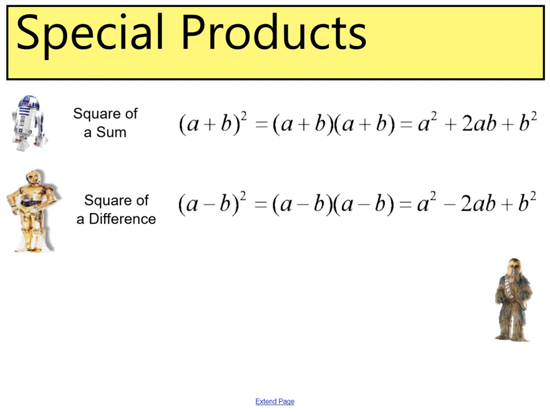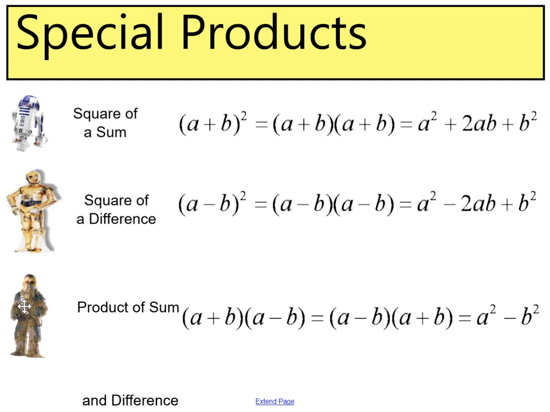And definitely the most important one for us today is the product of a sum. We can rewrite that as (a plus b) times (a minus b), or (a minus b) times (a plus b). And if you notice that one, it's actually just going to be a squared minus b squared. If that's not quite making sense to you right now, it will in a couple seconds, so you will be all set to go.